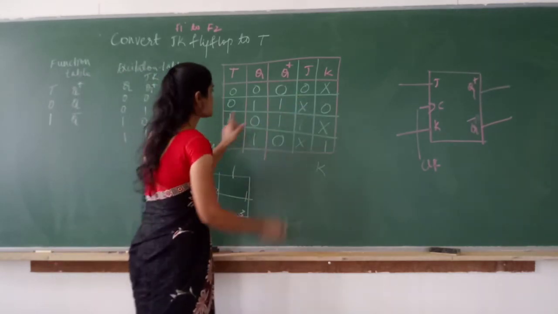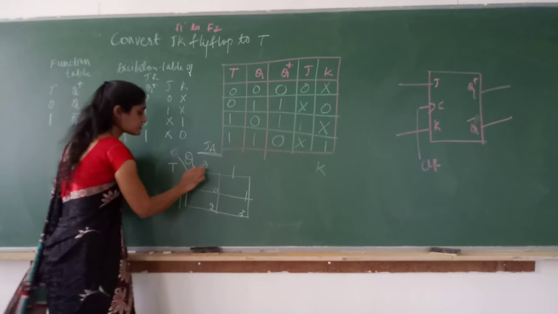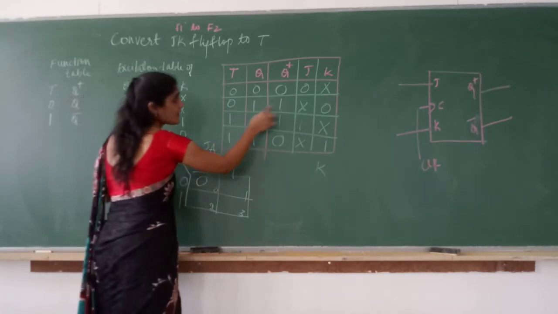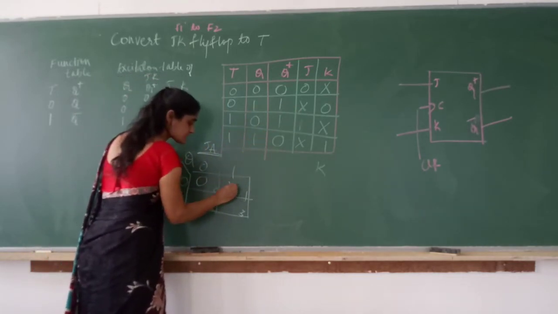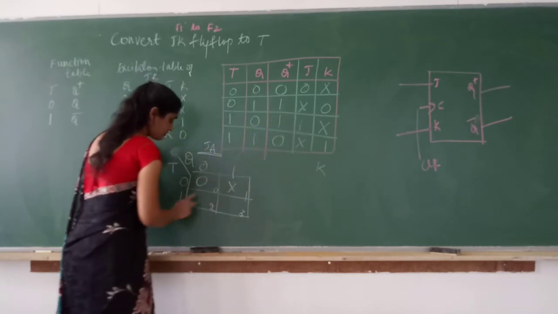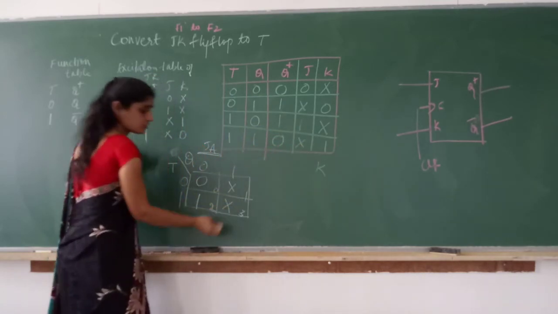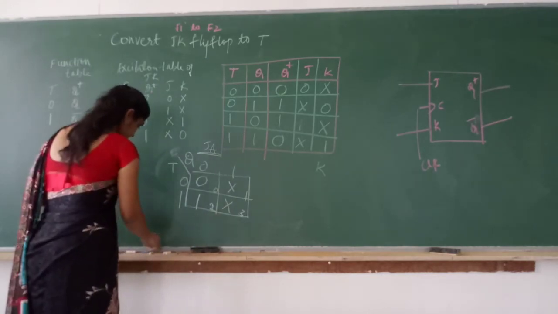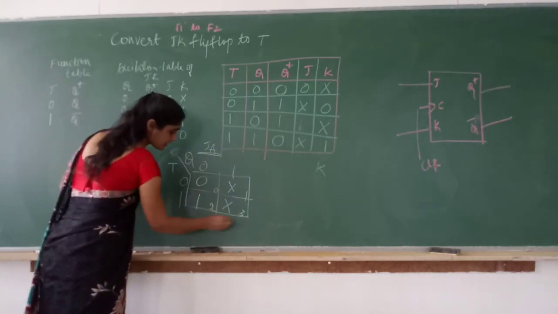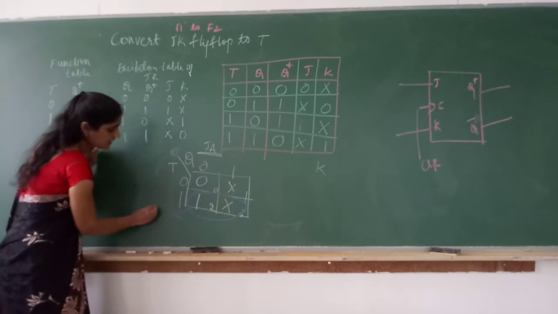So 0 x 0 0 it is 0, 0 0 1 x 0 1 x 1 0 1 1 0 1 1 1 x. How do you group it? 2 and 3 we can combine. So what is the equation we get?